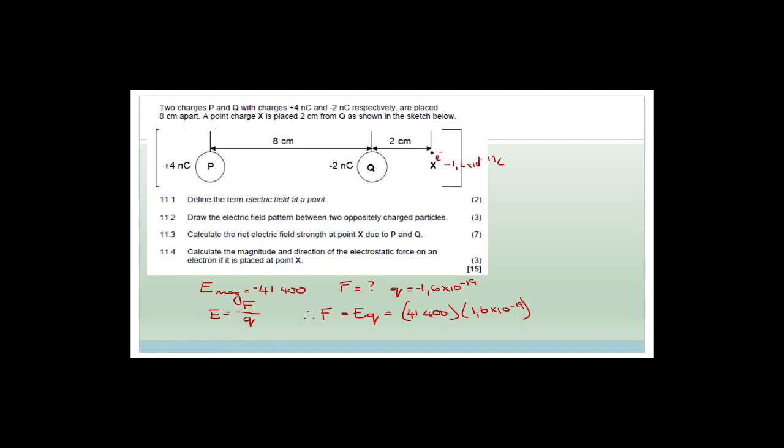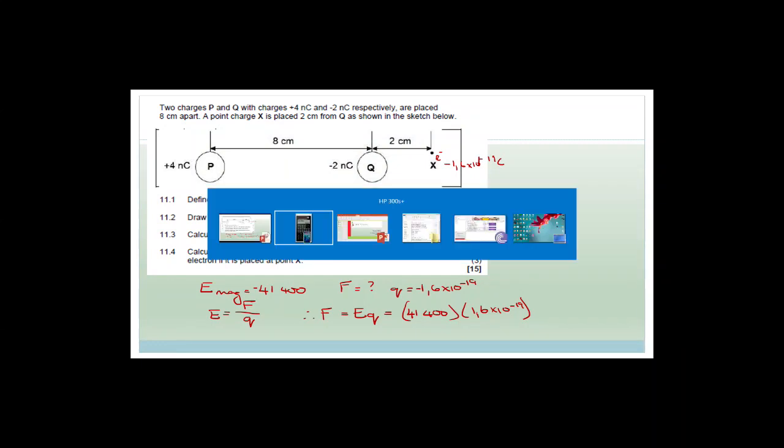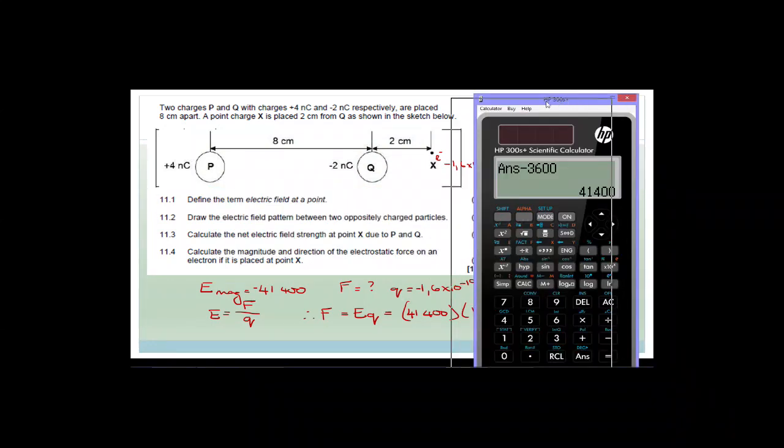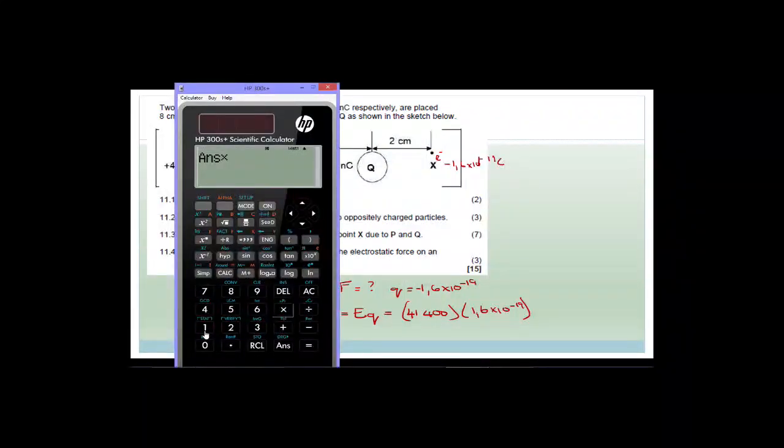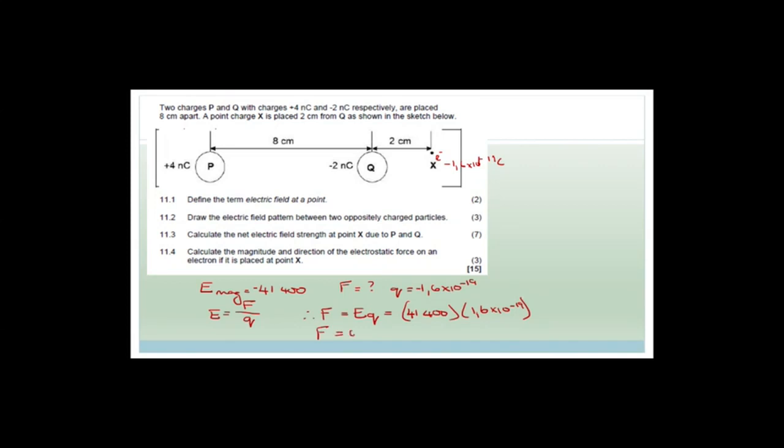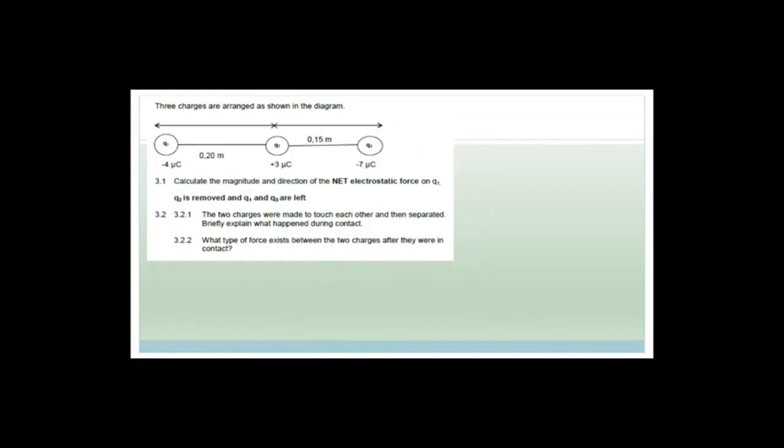Right, so now we're going to get out our calculator and take this and multiply it by 1.6 exponent -19 equals 6.624 × 10⁻¹⁵. So you can see why we don't see the force that this poor little electron is experiencing. It's a tiny force. So the force is going to be 6.62 × 10⁻¹⁵ newtons. There we go. Let's look at the next example, shall we?